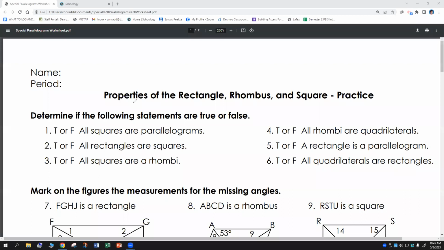All right, this is the rectangles, rhombus, and squares packet. It's page 1. Okay. The first one is true and false.